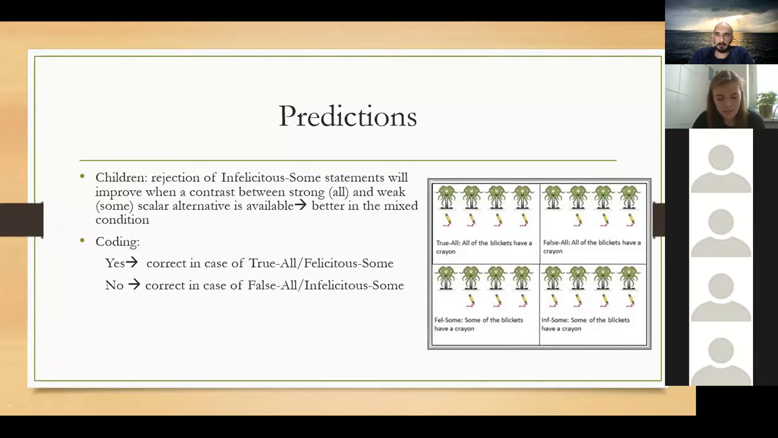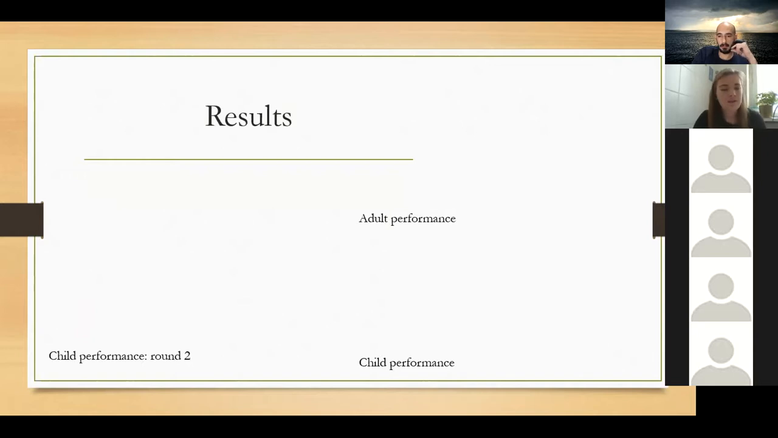For each participant, the number of correct answers was calculated for each trial. If that number was 0.75 or greater, then the participant would be considered a passer. And if it was 0.5 or less, then the participant would be considered a failure. So let's have a look at the results.